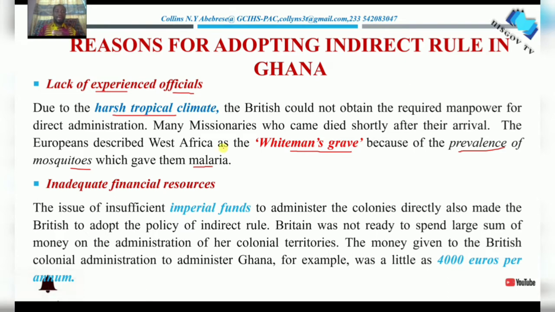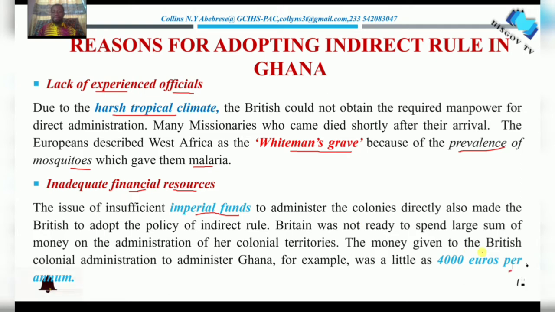Now, again, the British also lacked adequate financial resources. Maybe they were not willing to spend on their colonies. Let me put it that way. There was an issue of insufficient imperial funds. Imperial funds here has to do with the queen, the crown in Britain, wanting to spend money on their colonies. The British crown was not interested in spending so much money on their colonies. They were not ready to do that. And so it would be impossible for the British government to adopt the direct rule policy.